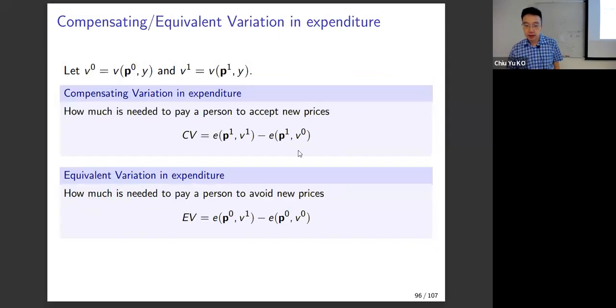And the other way is to look at this not about the V, but look at the E, because that's simpler. The simpler one is to look at CV under the new price. The first one, under the new price, both under the new price. If I want to get the new happiness and the old happiness, what's the difference? The difference of how much I need to pay for that. And EV is looking at the same thing, but this is the new price, and this is the old price.